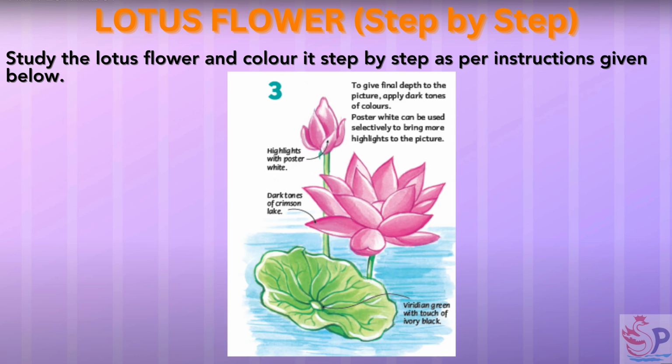To give final depth to the picture, apply dark tones of colors. Poster white can be used selectively to bring more highlights to the picture. Highlights with poster white, dark tones of crimson lake, viridian green with a touch of ivory black.